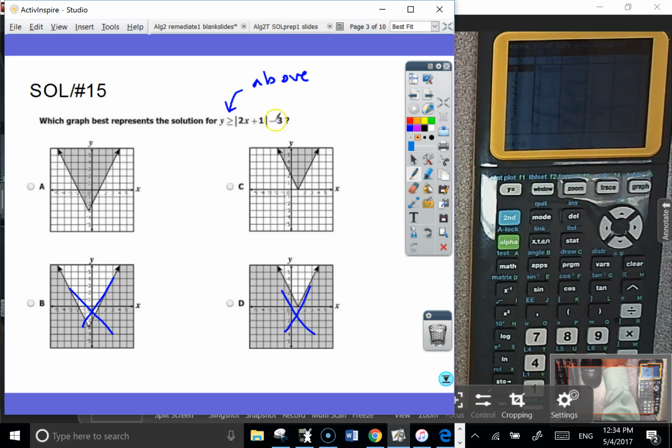And this -3 after the function, what is that going to do to the graph? It moves it down 3. Okay, well this one's not moved down 3. So that's it. That's the whole thing. The answer is A.